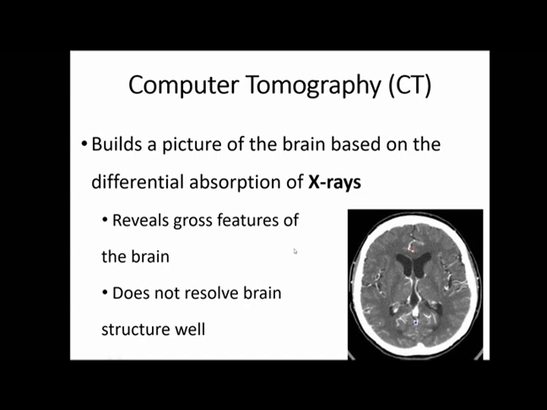Now, this isn't really good for finding very minute detail. It's only going to give us basically the gross features of the brain, and that means the overall general structures. But it's not going to give us lots of detail. It's not going to give us a lot of refinement within those structures.